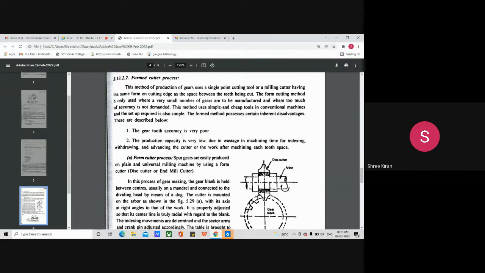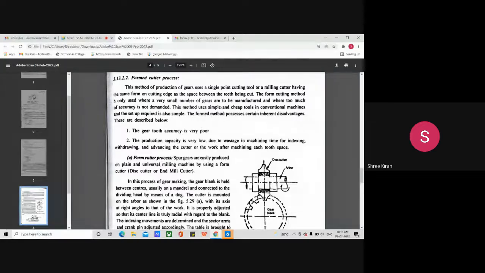The production capacity is very low due to wastage of time in indexing, withdrawing, and advancing the cutter or work after machining each tooth space. So these are described below. First, the gear tooth accuracy is comparatively poor. Then the production capacity is always very low due to wastage of machining time for indexing, withdrawing, and advancing the cutter or work after machining each tooth space.